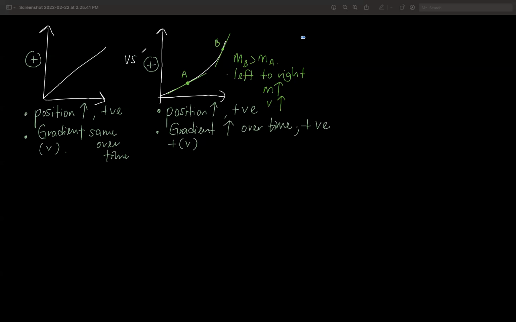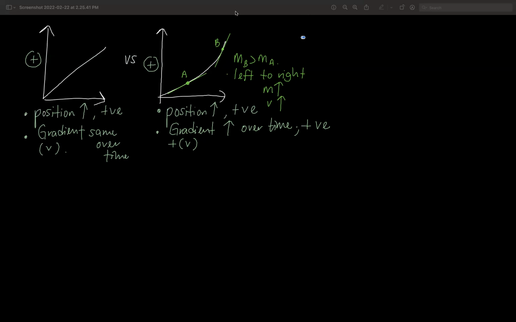So both graphs show the object is moving to the right, but the behavior is different. First one moving at constant speed. The second one increasing speed. That means there is an acceleration. Okay, the second one shows there is an acceleration.